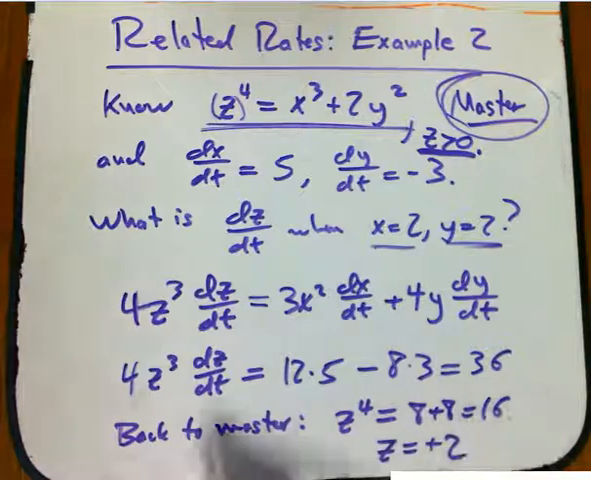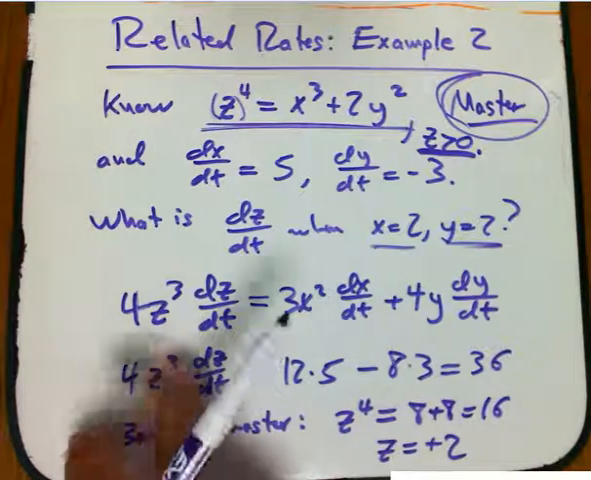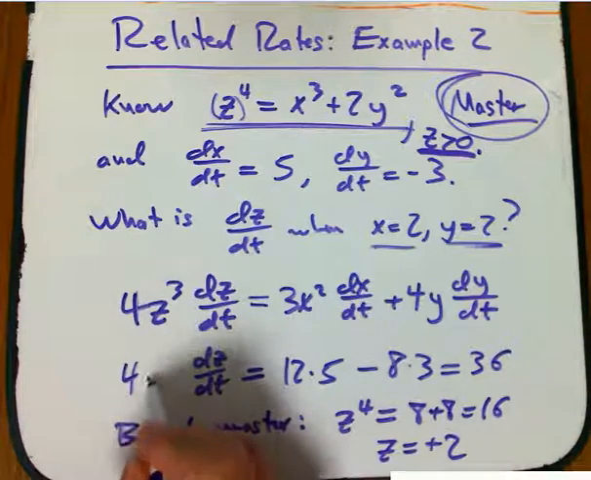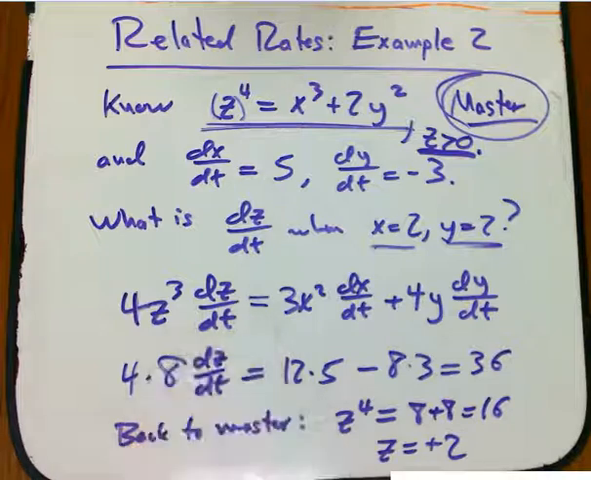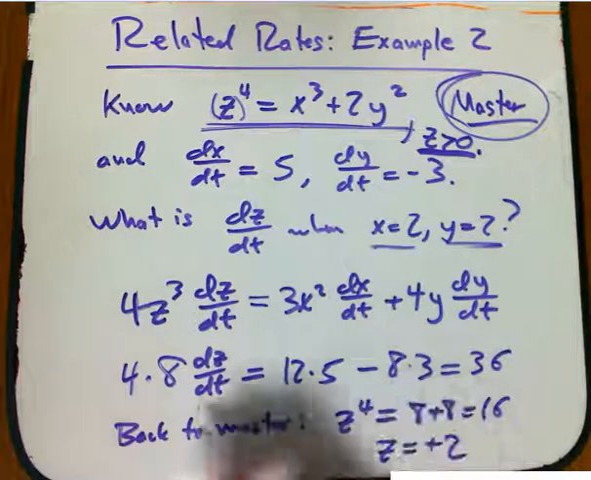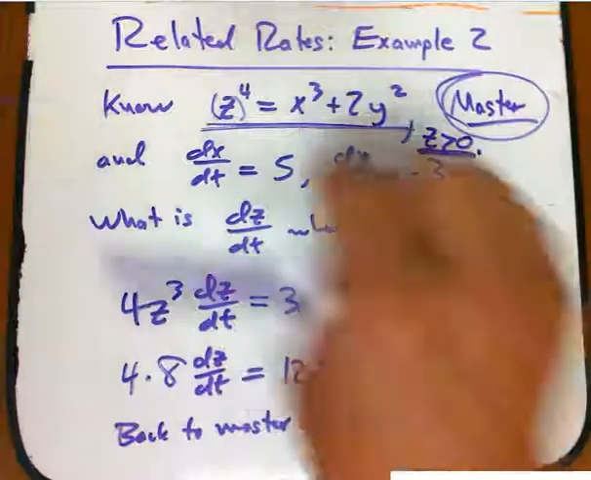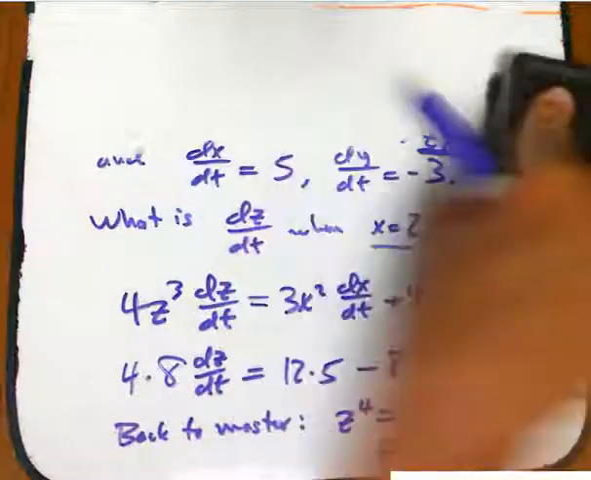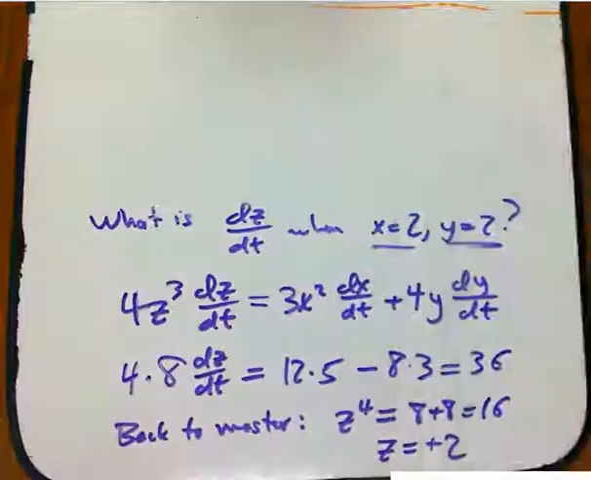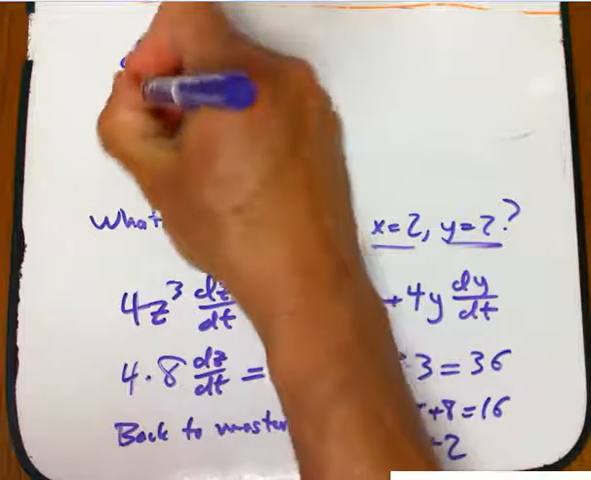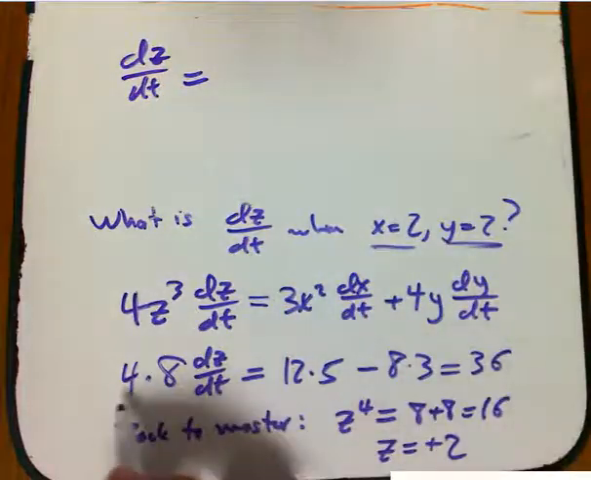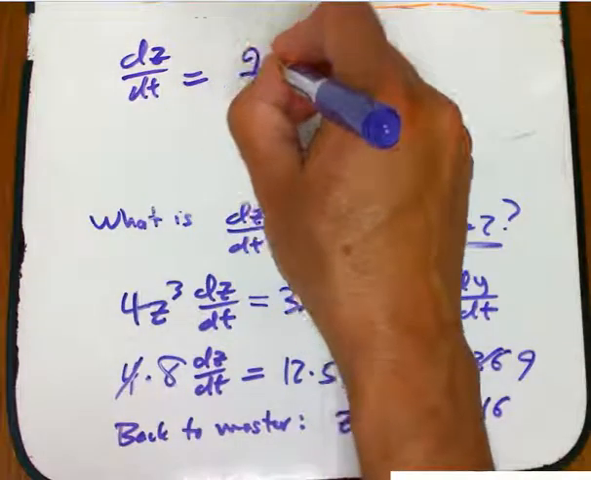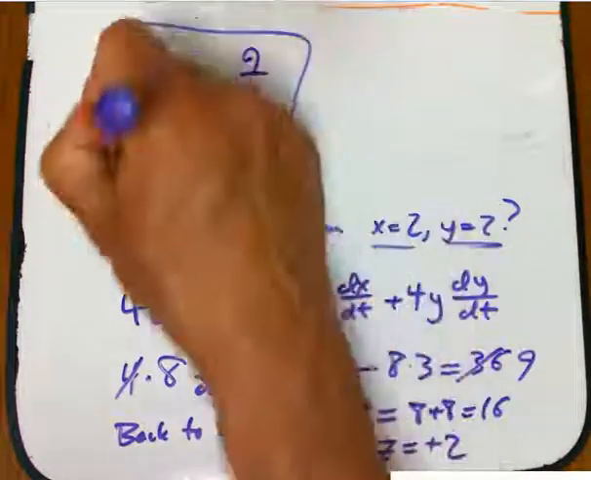And that plugs back into here. Let me just cheat a little bit so I don't have to rewrite stuff. So that's going to be 4 times 8, that cubed. And we're just going to get dz/dt is 36 over 32, but we can just cancel that down to 9 over 8. It is 9 over 8. And we're done for this one.